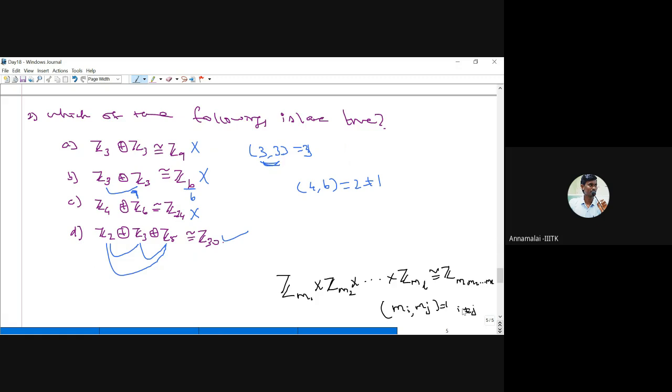So here, M1 is 2, M2 is 3, M3 is 5. If you take any two numbers, the GCD is 1. The GCD of 3 and 2 is 1, the GCD of 2 and 5 is also 1, the GCD of 3 and 5 is also 1. Therefore, it is isomorphic to the product. Therefore, the last one is the correct answer. Okay, so these are all very important things.